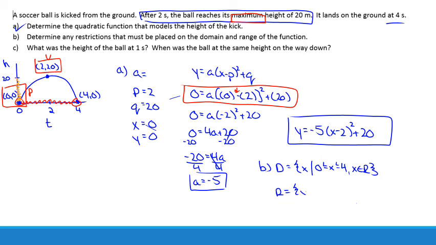Range-wise, range is going to go from 0 to maximum height, which is 20. So the range is y such that the y values are greater than 0, but less than 20. And we want real numbers because, again, we want all those different types of values.